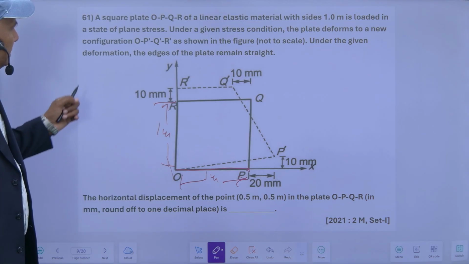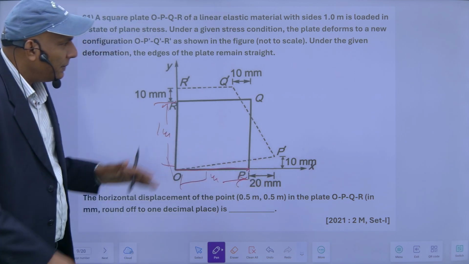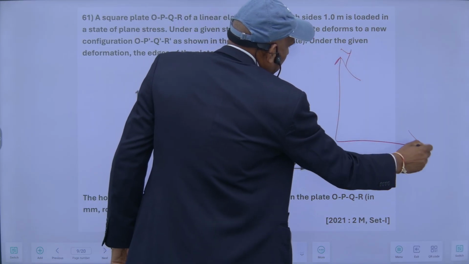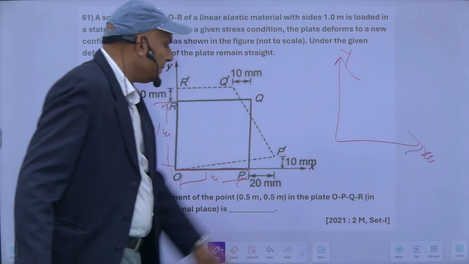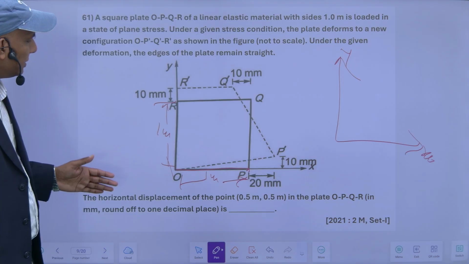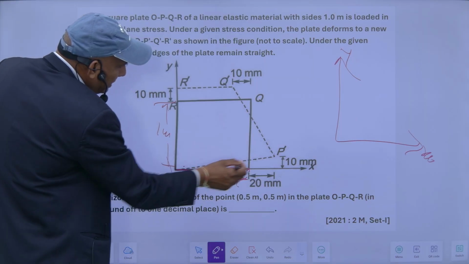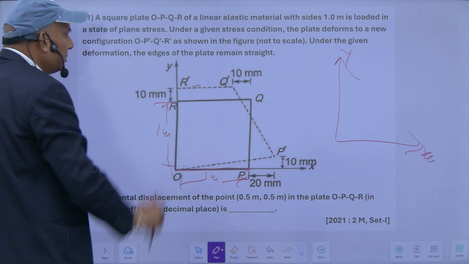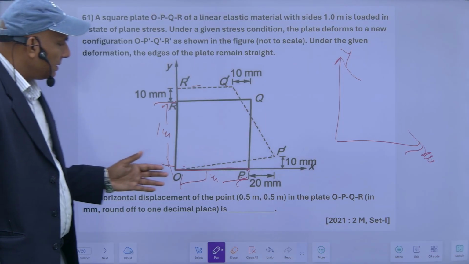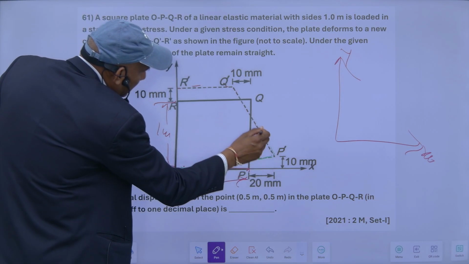It is loaded in a state of plane stress. Plane stress means stress in the x and y plane. So this is my xy plane. Under a given stress condition, the plate deforms to a new configuration. So after the deformation, this is it. This dotted line shows its new configuration. Under the given deformation, the edges of the plate remain straight. So this is after deformation, like this.